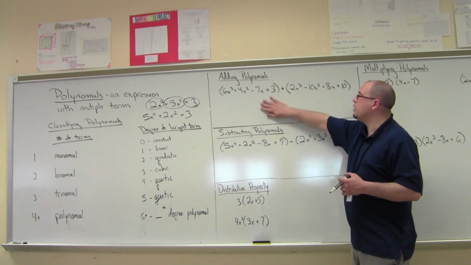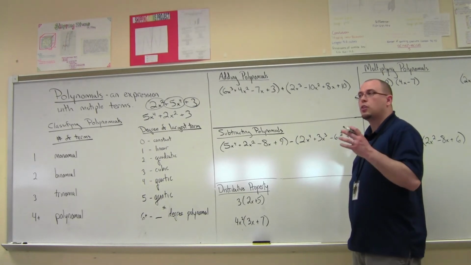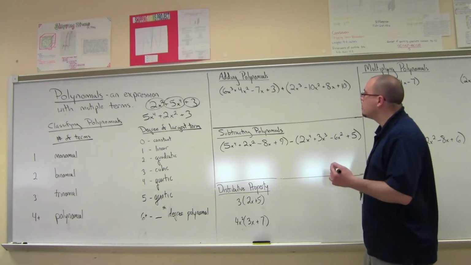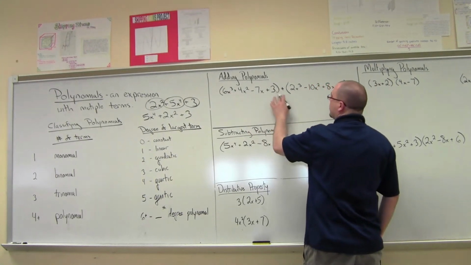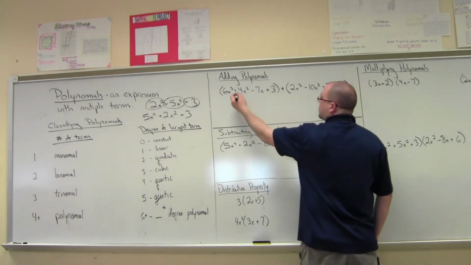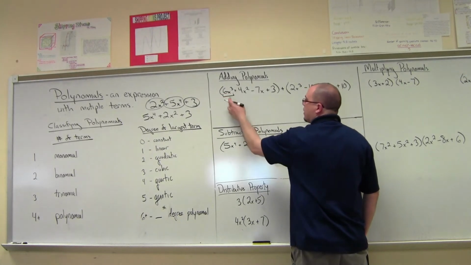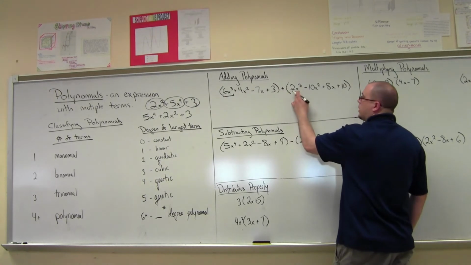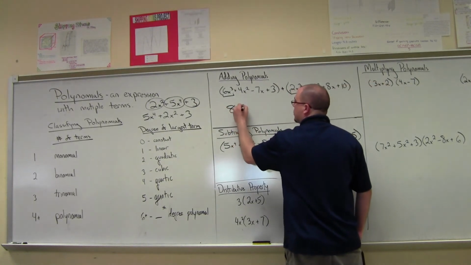So for adding polynomials, what you want to do is just combine like terms with any terms that have the same degree. So what we'll do here is we'll take a look. The largest degree I have is to the 3rd power. So I'm going to start by adding any values to the 3rd power that I have. I have 6x to the 3rd plus 2x to the 3rd. That would give me 8x to the 3rd.